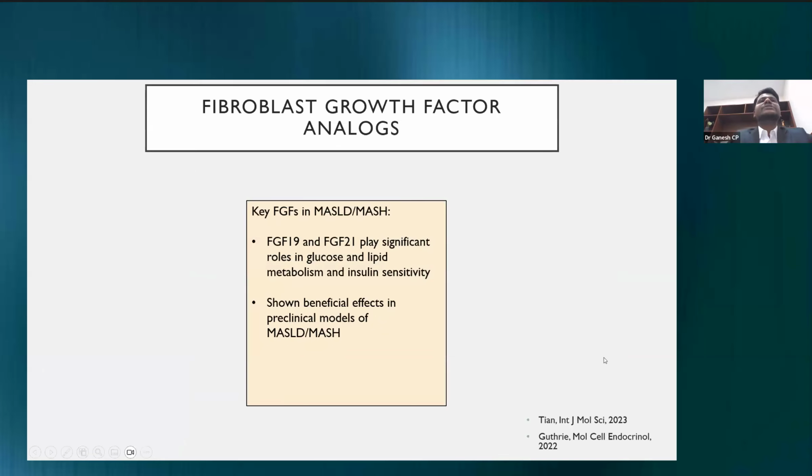Another upcoming drug class is the FGF analog. We will not be seeing detail about those drugs because these are not FDA approved right now, and these are all in phase 2 studies. But we will be touching on and briefly knowing about these drugs.